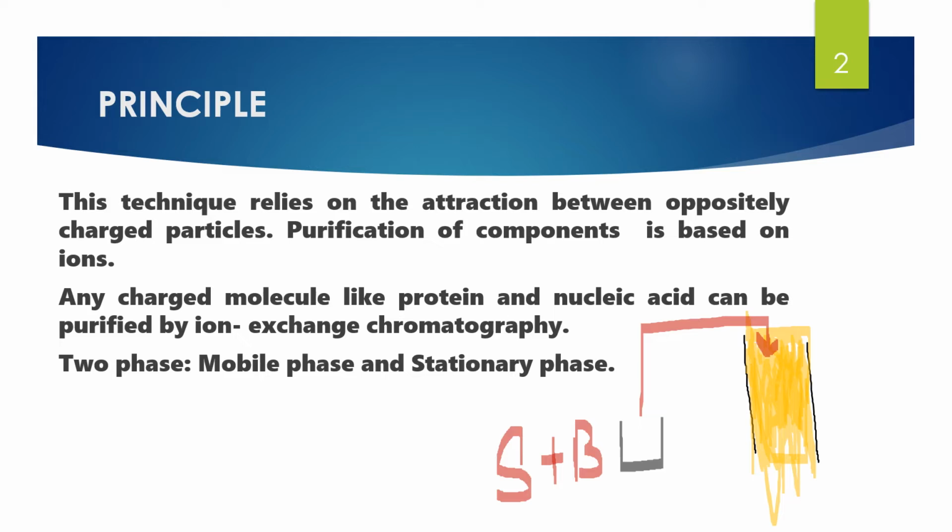this column, let me tell you, contains stationary phase like resin, and also it is filled with charged particles. Let's say this is filled with negatively charged. This resin is embedded with negatively charged particles. Also, these negatively charged particles have a positive functional group.